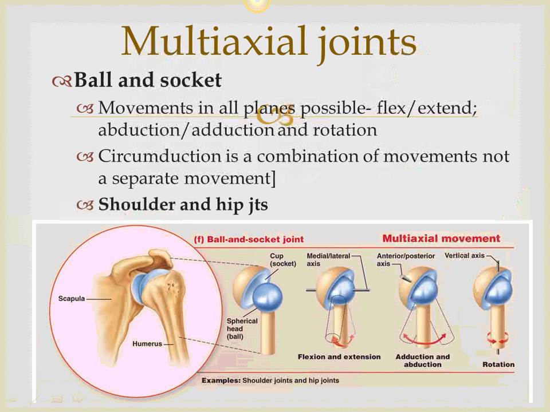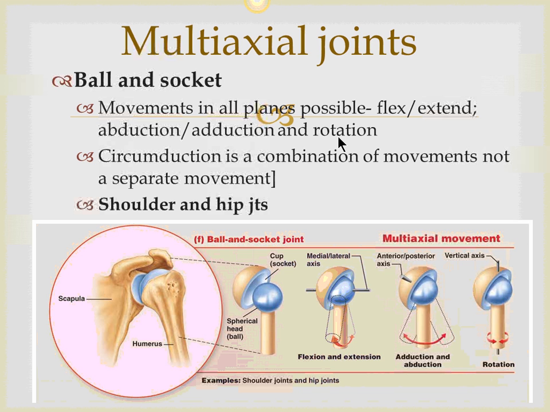So here, since movements are possible in all planes or all axes, you can flex and extend, you can abduct and adduct, and you can rotate. You can do medial and lateral rotation. So in the case of the shoulder, when you flex, you take your arm across your body like this, so the angle between your body and the humerus decreases. Extend, you take it away, backwards like this. Abduct is when your arm moves away from the body. Adduct when it moves to the side of the body.